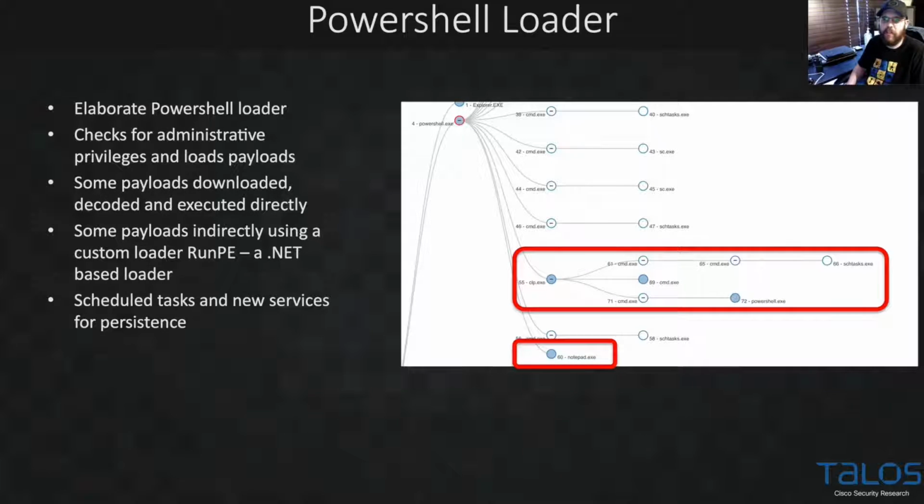So it checks to see if the user is part of the administrator's group, and then it makes a decision about what sorts of payloads to drop and infect the system with based on that information. Some of the payloads it would retrieve directly from attacker-controlled distribution servers, downloaded and executed as normal, whereas other payloads were loaded using RunPE, which is a custom .NET loading capability. In this particular case, persistence on infected systems for these payloads was achieved through either scheduled tasks within Windows or new service registration within Windows.